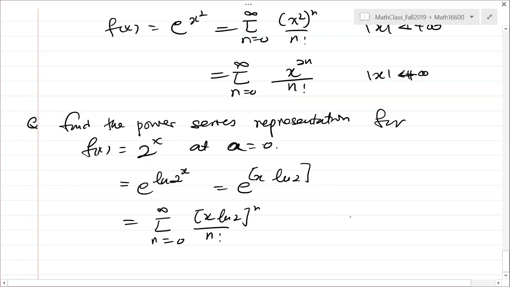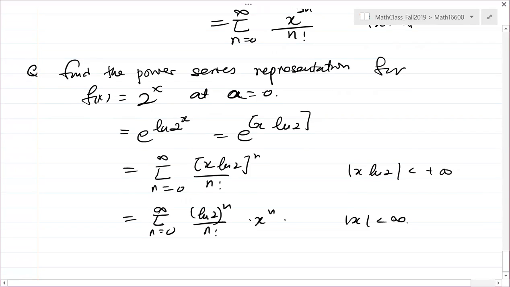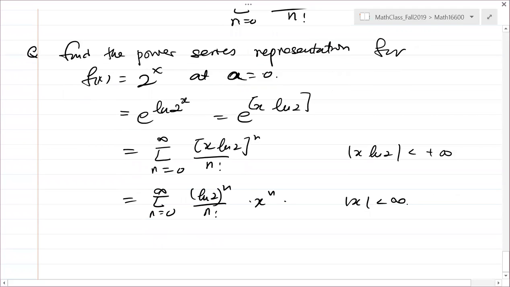And this holds for any x. This is true for general x. So the answer will be, okay, good. This power series at a equals 0 is not only convergent, it is convergent to the function.